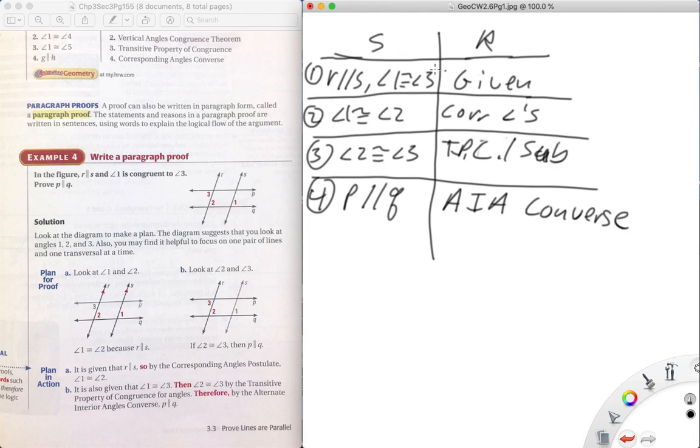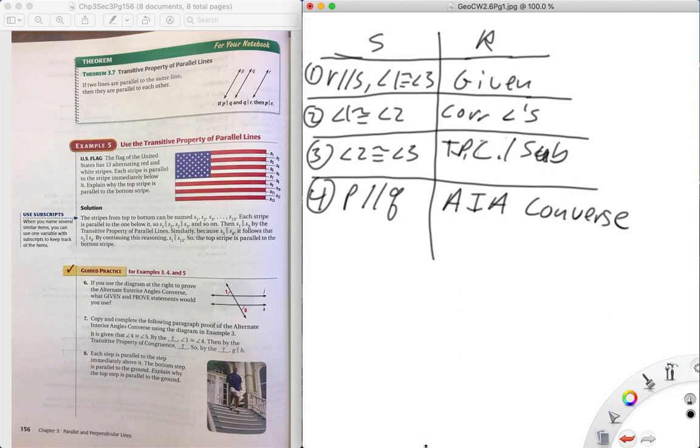So then turn this into a paragraph. It's given that R is parallel to S and angle 1 is congruent to angle 3. Therefore, by the corresponding angles theorem, angle 1 is congruent to angle 2. Consequently, angle 2 is congruent to angle 3 due to the transitive property of congruence or substitution. And lastly, because of the alternate interior angles converse, line P is parallel to line Q.